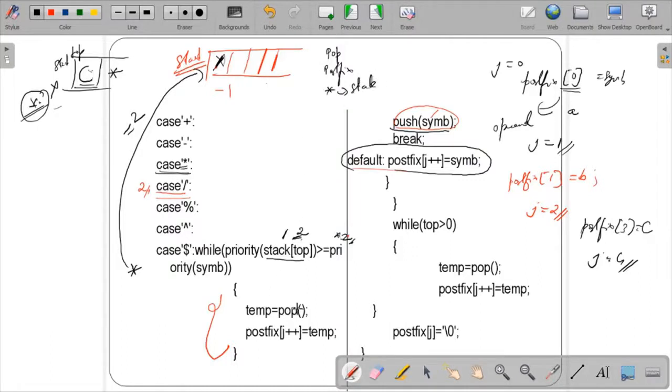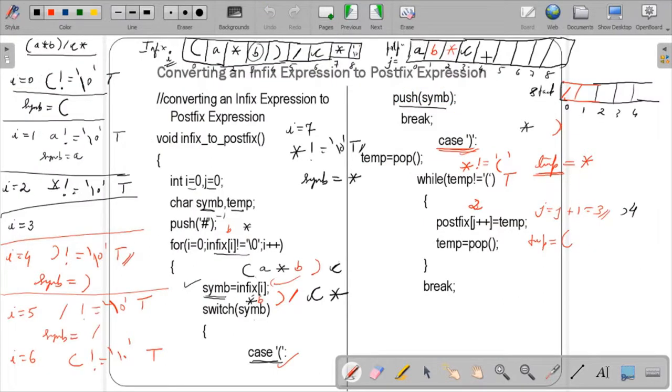So what I did, temp is equal to pop. Temp is equal to pop means what? Division will be popped. Postfix of j plus plus is equal to temp. You know j value is now 4. That is postfix of 4 will be having temp. What is temp? That is division. So go back over here. Postfix of 4 is having division. I place the division over there.